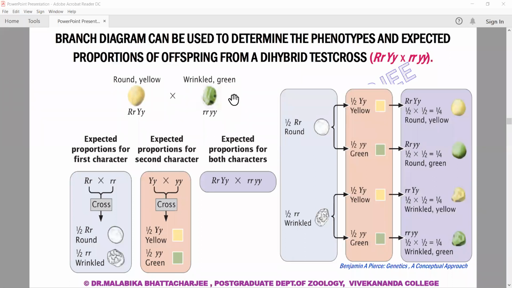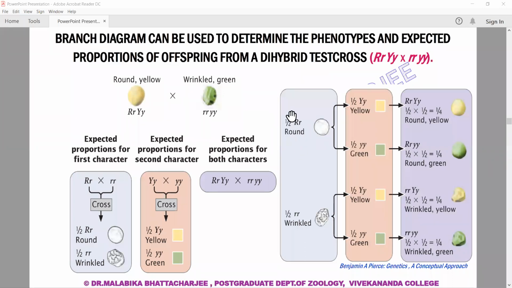Similarly, when we take the other character and do it separately, capital Y into small y, what do we get? Half yellow, half green. Now, how do we place this in the branch diagram and then come to the ratio? By seeing this cross, how will we convert it into a branch diagram and come to the dihybrid ratio of this cross? This is a dihybrid cross. So what will be the ratio of this cross?